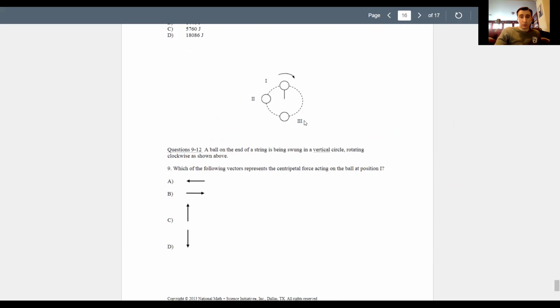So you need the centripetal force acting at position 1. That's pretty easy. Which way is it always pointing? It's pointing to the center. So my answer there is going to be D, right? It's pointing to the center at 1. So therefore, pretty easy. And what's it give me?